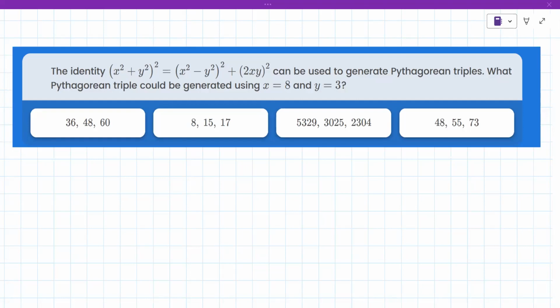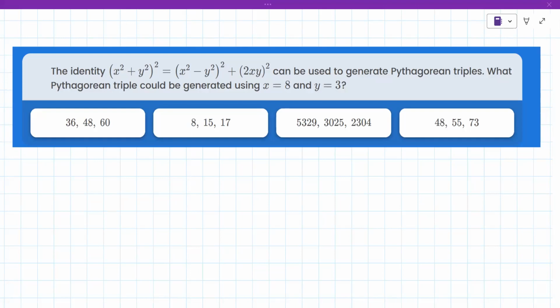So when I put in 8 for X and 3 for Y, I got 73. So it would be the last one. Okay, so you want to go with the last one? Yeah, because it's the only one with 73, and that's what I got. Okay, that works. All right. Probably better to do it this way anyway.